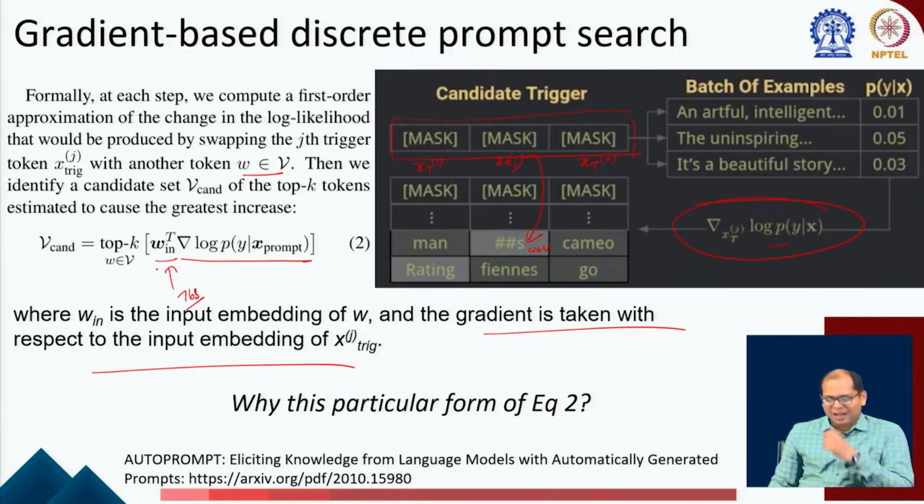Now, you may be wondering why you multiply by this input embedding. The input embedding is the change you are making, because you are replacing a word with another word. You could have, of course, done W_in transpose minus the previous word's embedding, but in this paper they didn't do that. They just use the input word times the gradient. Why is this a good approximation for increasing the log likelihood?